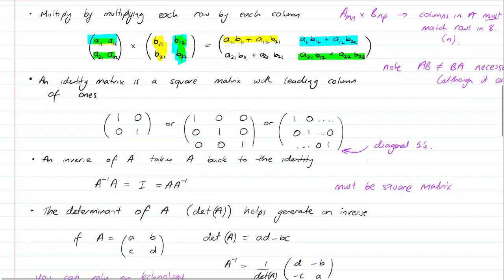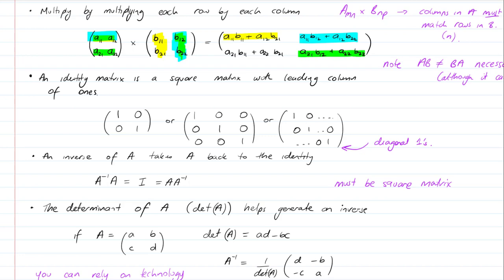We have some special matrices. The first one is an identity matrix, and an identity matrix is a square matrix with a leading diagonal of 1s. So 1, 0, 0, 1, or 1, 0, 0, 0, 1, 0, 0, 0, 1, all the way up: 4 by 4, 5 by 5, 6 by 6.